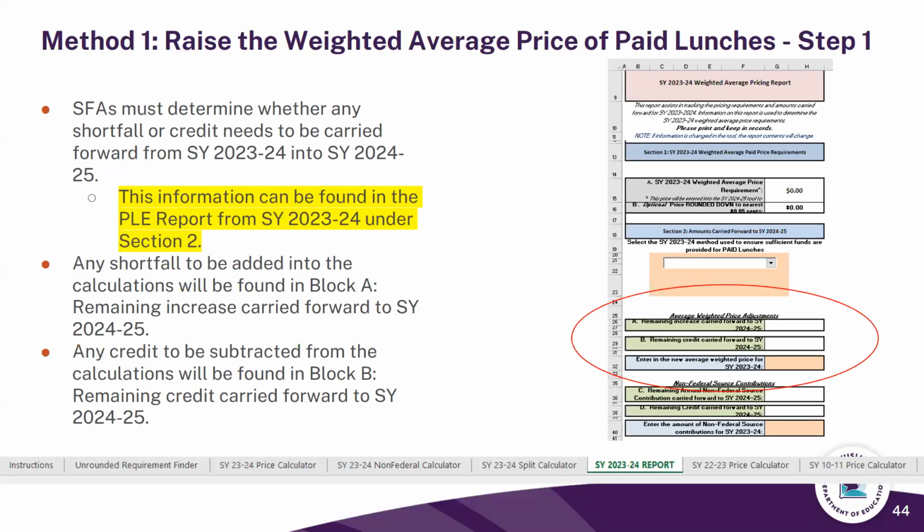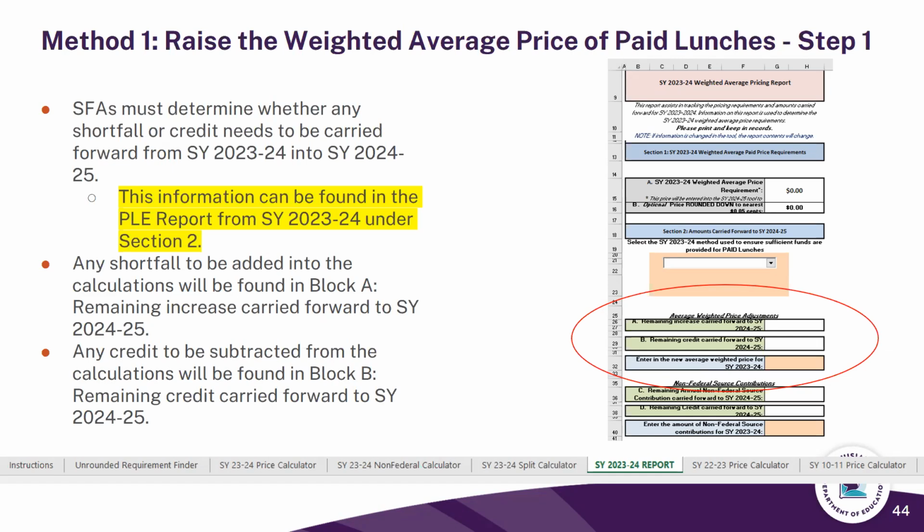SFAs must determine whether any shortfall or credit needs to be carried forward for school year 23-24 and 24-25. This information can be found in the PLE report from school year 23-24 under section 2. On this slide is a screenshot from 23-24 PLE2 where you will find this information.